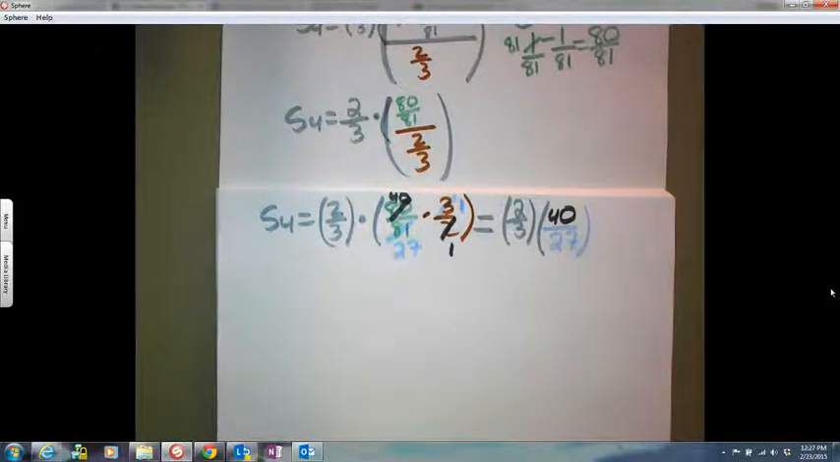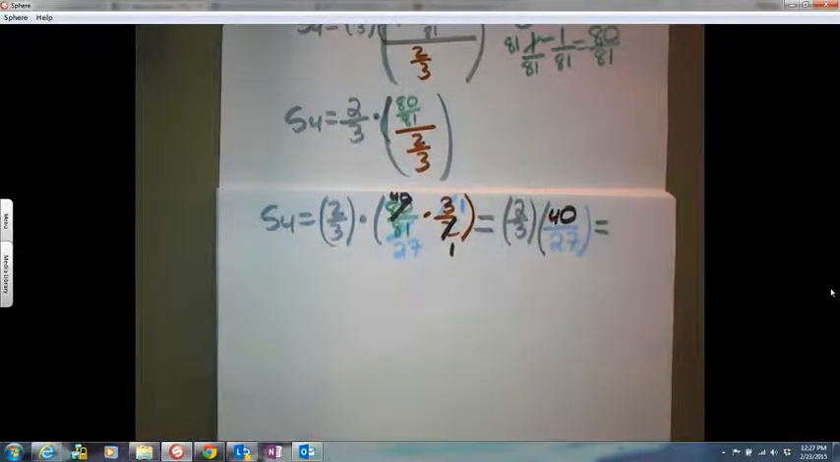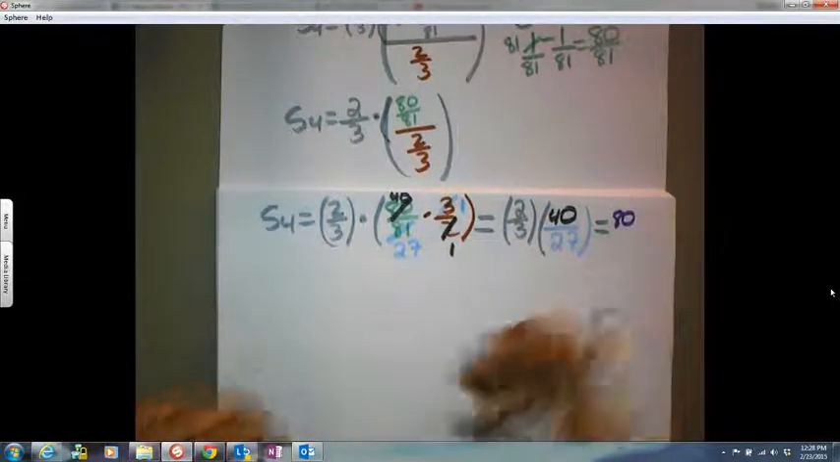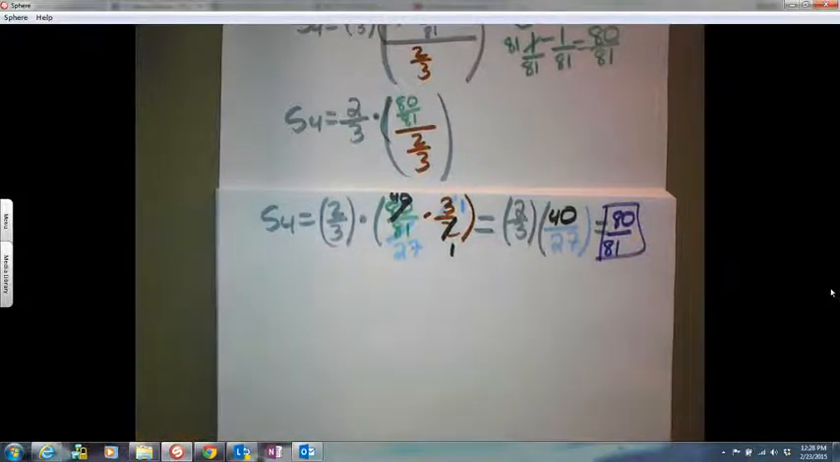2 times 40 is 80. 27 times 3 is 81. The answer is the same whether you do the keep change flip or whether you cancel out right at the beginning. It doesn't matter. You get the same answer.